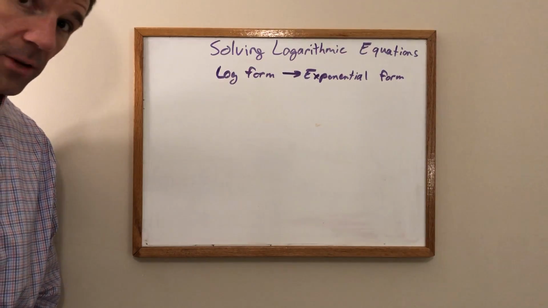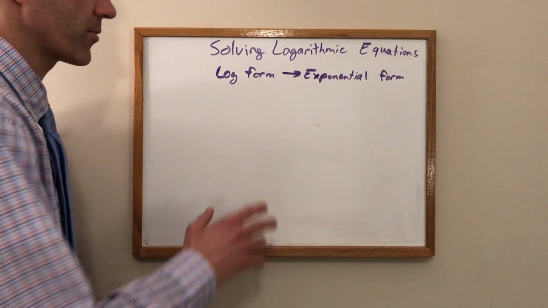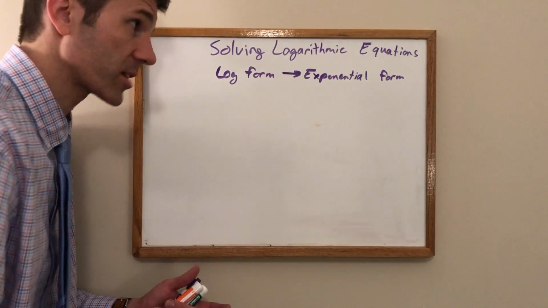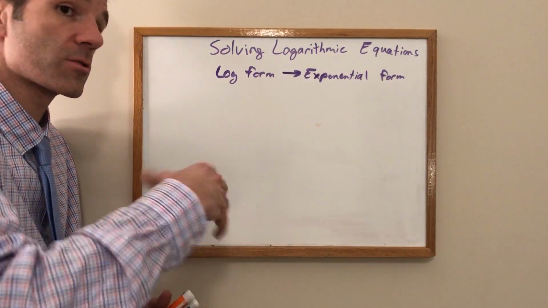Let's solve logarithmic equations. And when we solve a logarithmic equation, the best advice I can give you is turn it from a log into an exponent. And when we solve exponential equations, we'll actually go the other way. We'll turn it from an exponent to a log. So what we're really going to be doing is just switching forms.